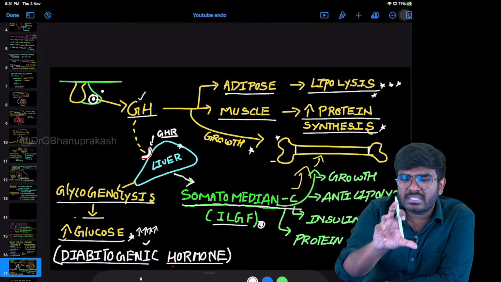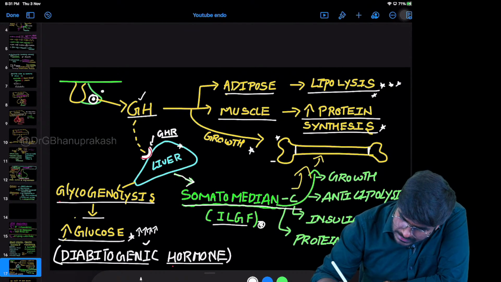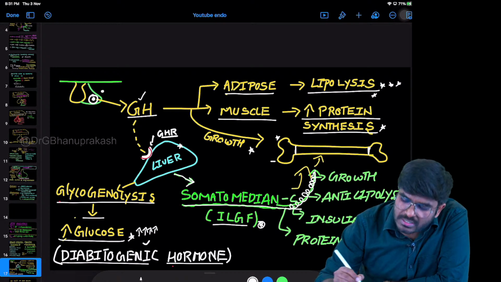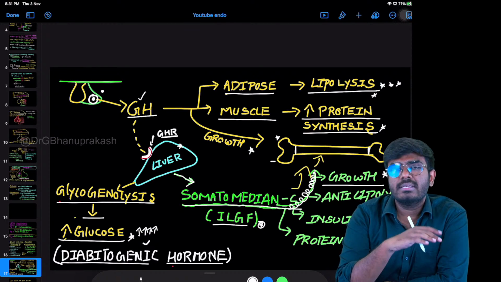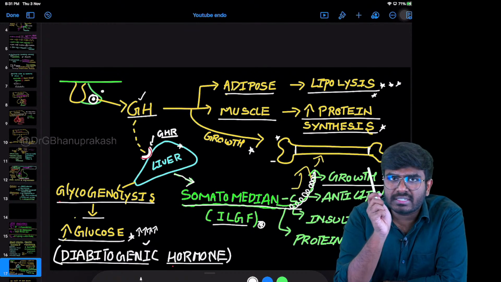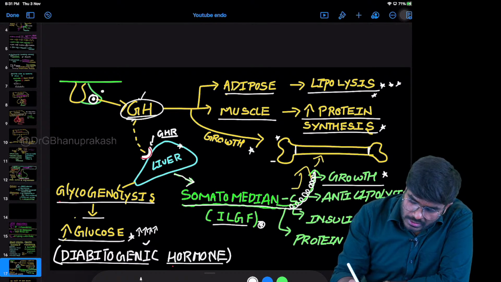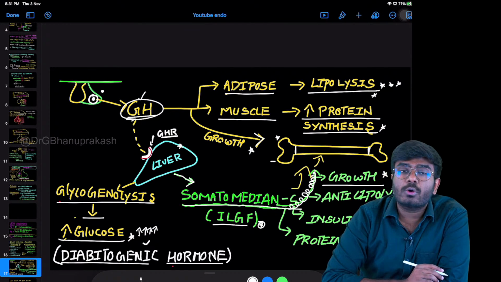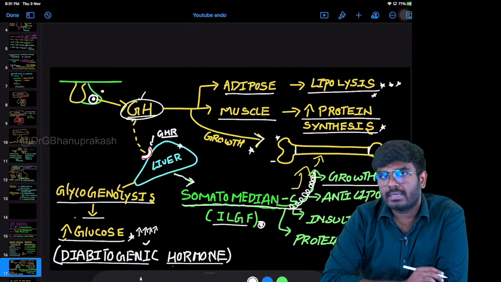Now what is the function of somatomedin C? Again, this is an indirect action. Somatomedin C will come and act on the bone, and again it causes growth. So what I am trying to put into your mind is, growth is happening in two ways: a direct way and an indirect way. The direct way is growth hormone directly acting on the bones. The indirect way is growth hormone being converted into somatomedins, and the somatomedins act on the bone and help in growth. So direct and indirect. Okay.